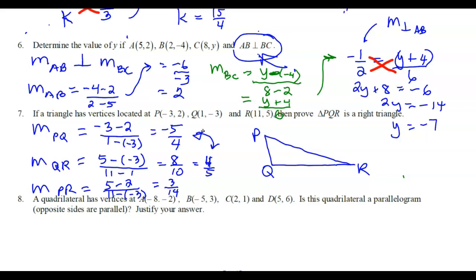So slope of PQ is negative reciprocal of slope of QR. Sorry, it's pretty slow, just a sec.